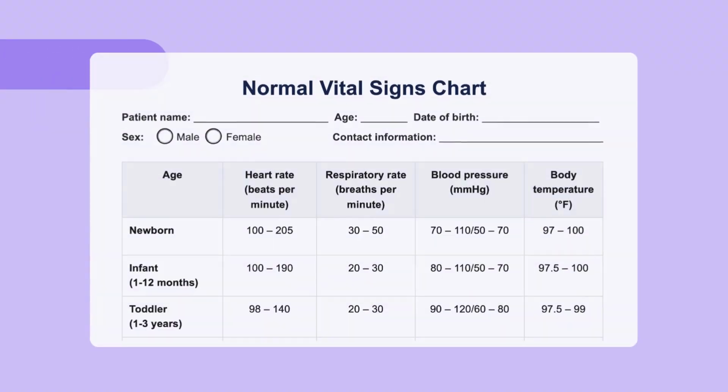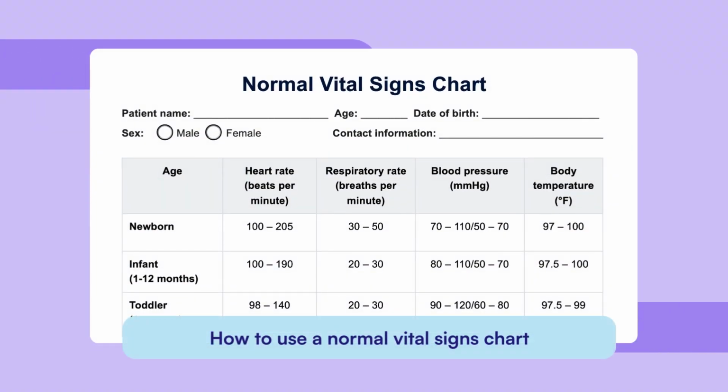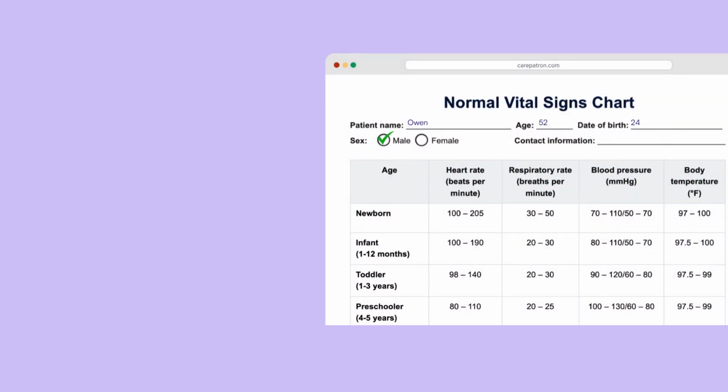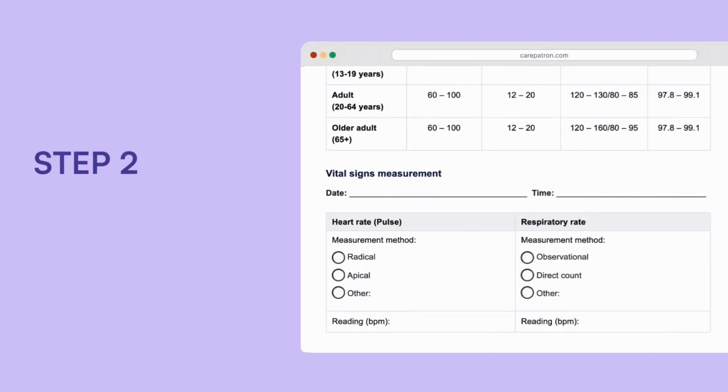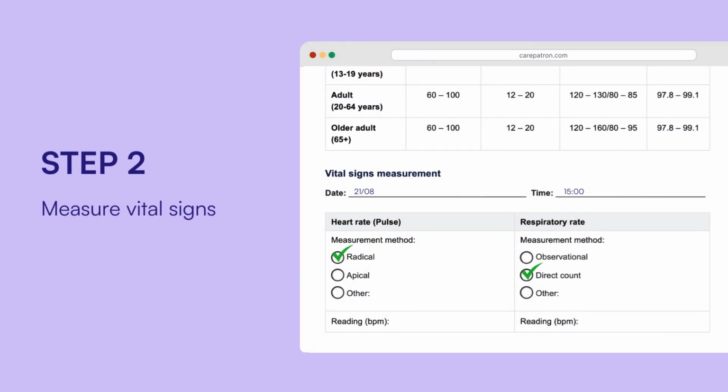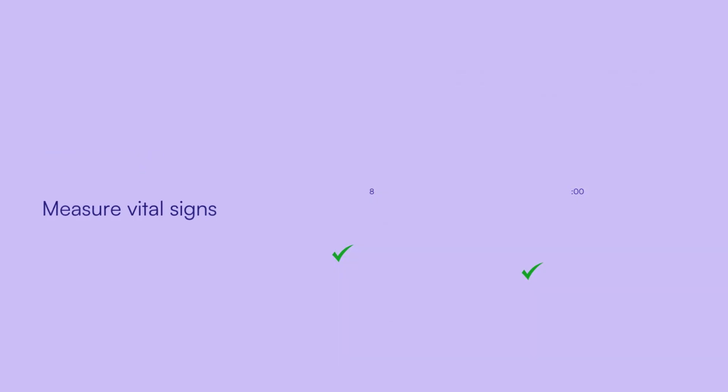Here are the steps to use our vital signs sheet and vital signs chart. Firstly, record patient information. Enter the patient's name, gender, and date of birth on the vital signs record for accurate identification. Measure vital signs. Document the date, time, and method of each vital sign measurement using the provided checkboxes. Record heart rate, respiratory rate, blood pressure, and body temperature.